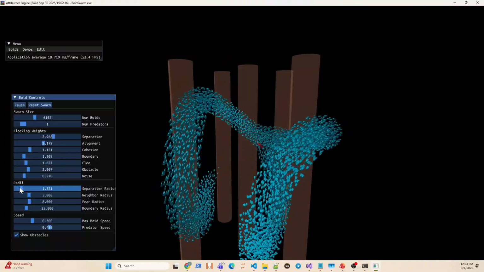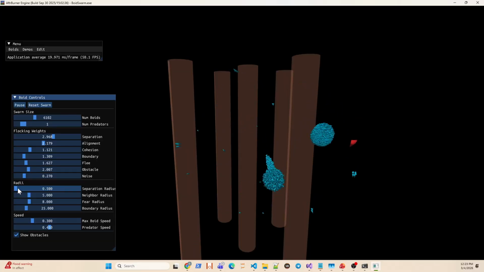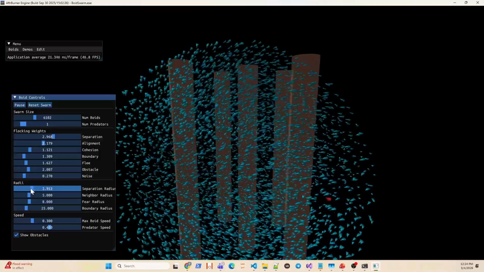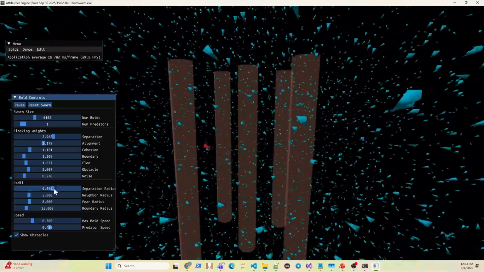There are 5 semi-transparent pillar obstacles placed throughout the aquarium. Boids avoid these, which forces the swarm to split and reform as it moves through the space. The predator, rendered as a larger red triangle, ignores the obstacles completely and plows right through.